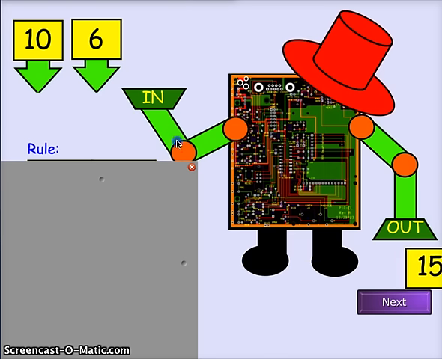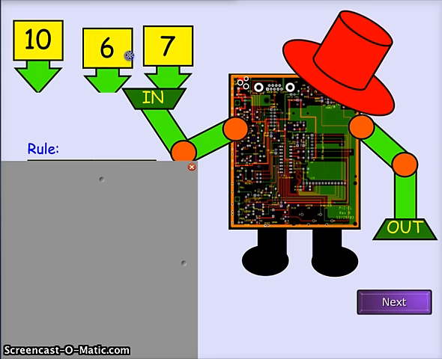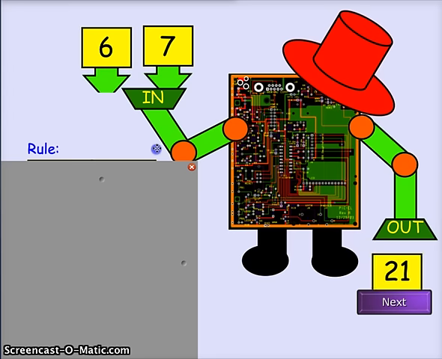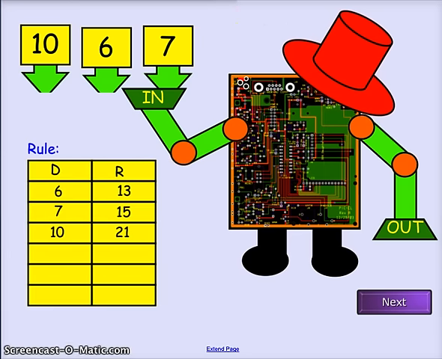In goes a 7, out comes a 15. In goes a 6, out comes a 13. And in goes a 10 and out comes a 21. Try to guess the rule. Pause the video. Okay, you could have guessed that the rule was y equals 2x plus 1. So 6 times 2 is 12 plus 1 is 13, 7 times 2 is 14 plus 1 is 15, and so on.